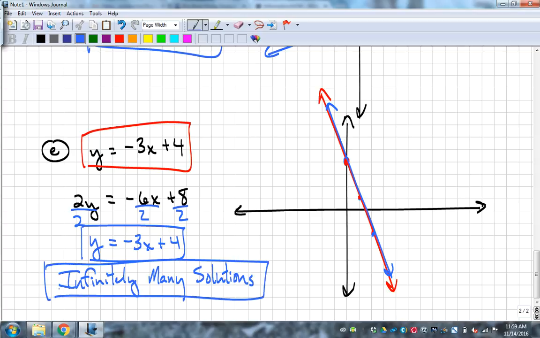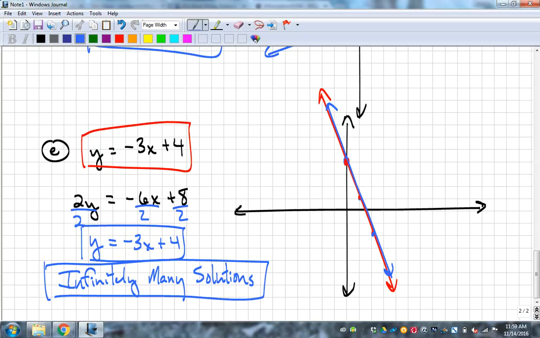Because they're the exact same line, they lay right on top of each other, and they're touching everywhere you see red and blue touching. Okay, so that's infinite number. We couldn't count how many there are. That's what infinitely many solutions means.